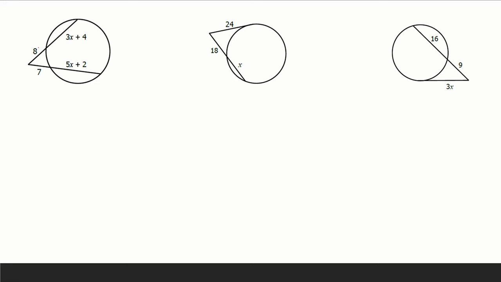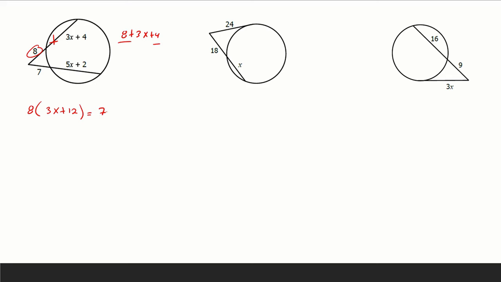So here, first problem, we have the outside, which is 8 times the whole thing. The whole thing is going to be 3x plus 12. Where is that 12 coming from? Well, if we add these two together, it's 8 plus 3x plus 4. Combine like terms, that's how we get that 12.